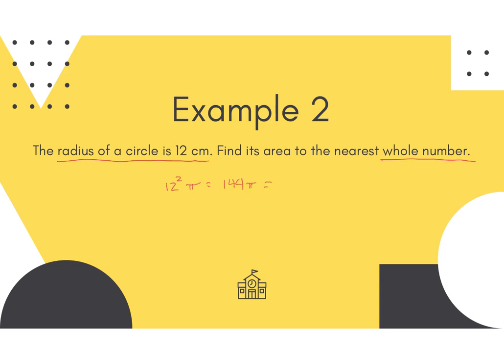My calculator tells me that is 452.38 and then a bunch of other numbers. Rounding to the nearest whole number, I look at the 3 in the tenths column. That tells me to round down, so my final answer is 452 centimeters squared.